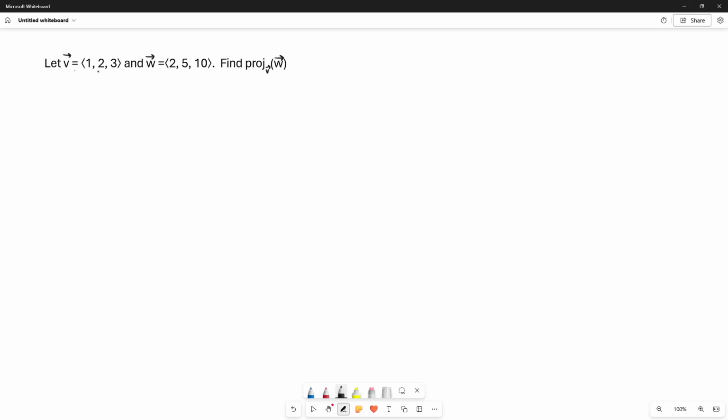Let v be the vector 1, 2, 3 in 3 dimensions, in R3, and let w be the vector 2, 5, 10, and we want to find the projection of the vector w onto the vector v. So if we have some vector w here and some other vector v, then the projection, also called the orthogonal projection, would be this vector in blue.